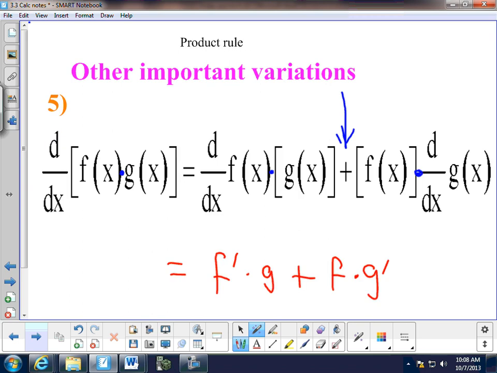Here's where things get a little trickier, and I don't think we talked about this last year, so jot this one down. This is a multiplication.